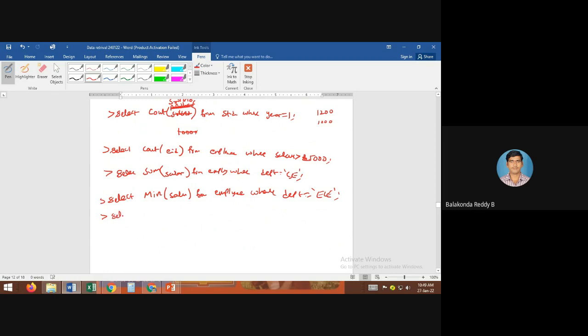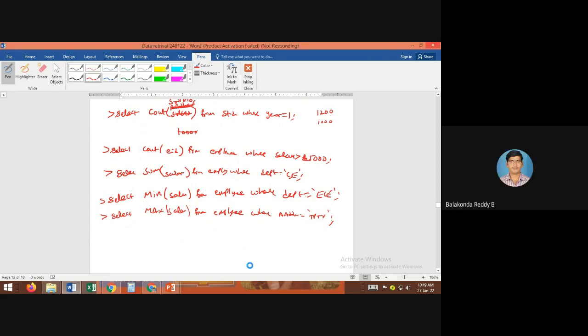Same like that, select max of salary from employee. Now what is the output of this query? It gives the maximum salary of the employee. Where address equal to Tirupati. Now what is the meaning of this query? Those who are from Tirupati, in that it will give the maximum salary. Yes, very good. Okay, note down.